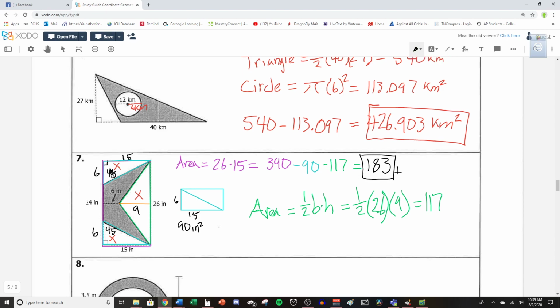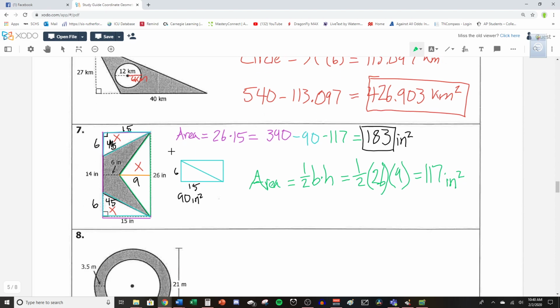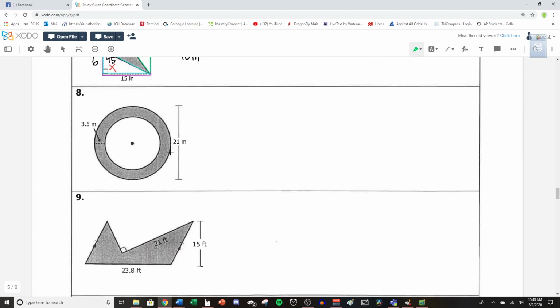Let me make sure that that's in inches squared. All these should have those units with them. There it is. So we have those areas calculated and figured out. A pretty fun problem just to think about the different areas within common shapes that we know. We have 3 more questions that we're going to look at.